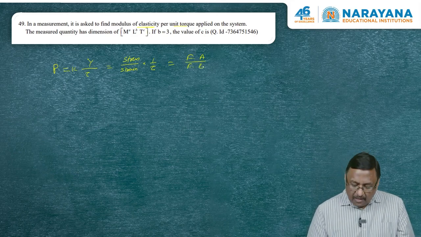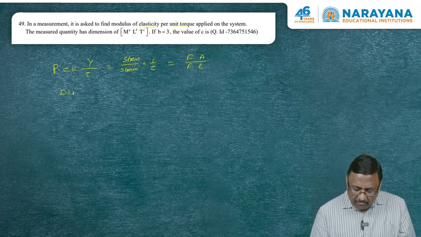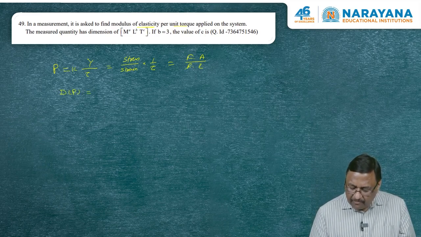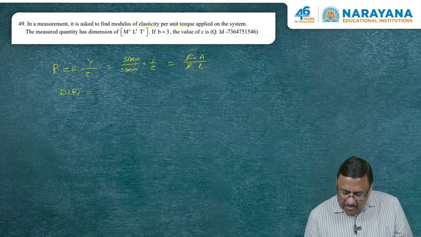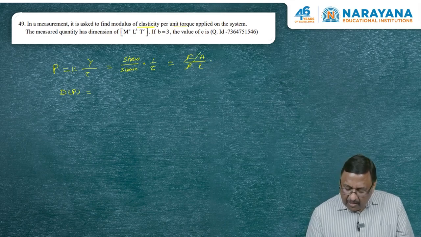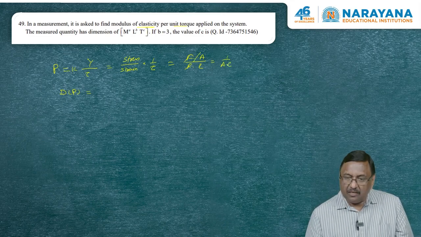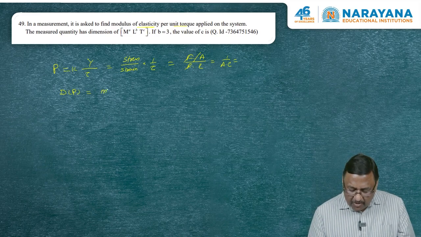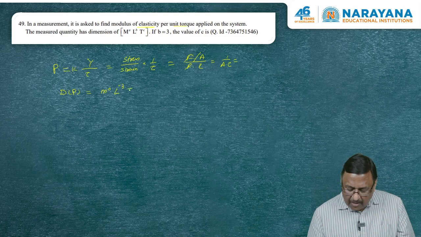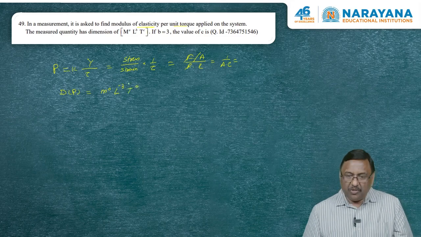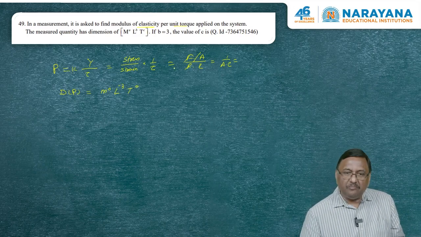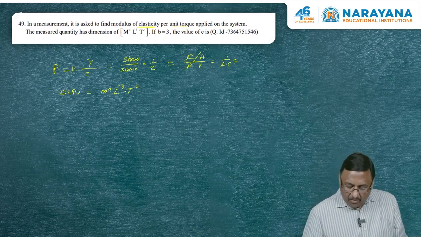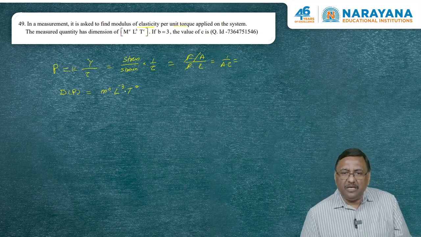So the dimensional formula of the physical quantity P: F cancels out, and A is L square, so it is going to be 1 upon A into L, that is nothing but 1 upon L cube. So it is going to be M to the power 0, L to the power minus 3, and T to the power 0, because there is no time factor, there is no mass factor, only the length factor. But this question is giving b as 3.